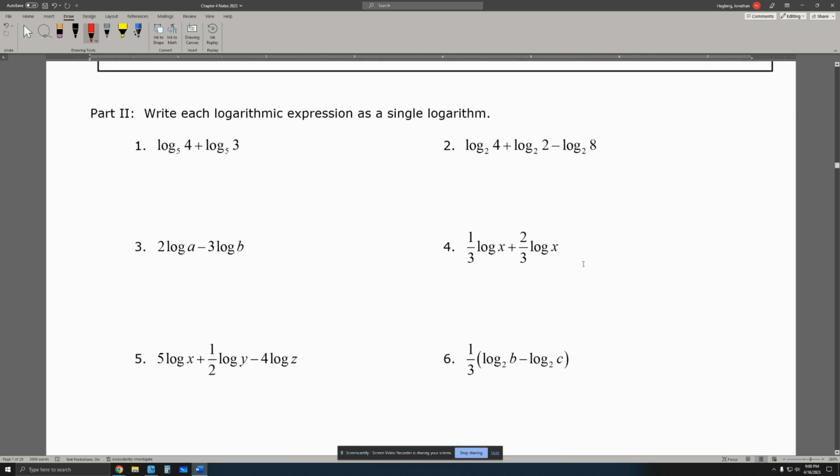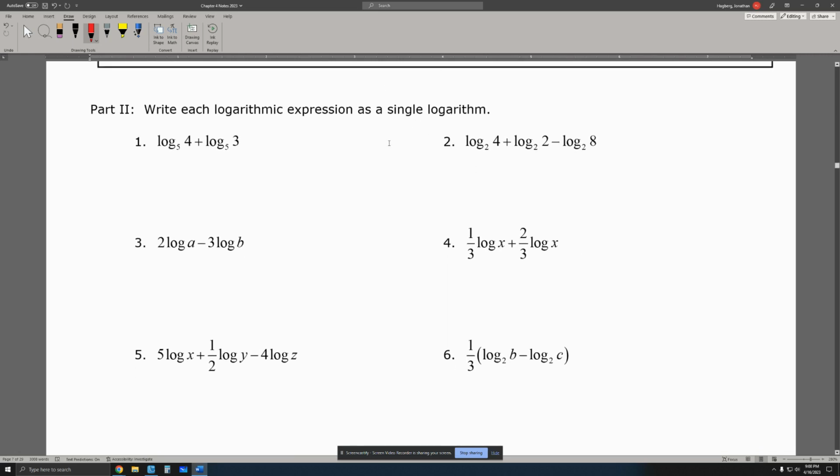All right, so part 2, let's rewrite these as a single logarithm. We're going to condense these into a single log. Okay. All right, so here we have log base 5 of 4 plus log base 5 of 3. I can condense this into a single log using our product rule. And so this is equal to log base 5 of 12.